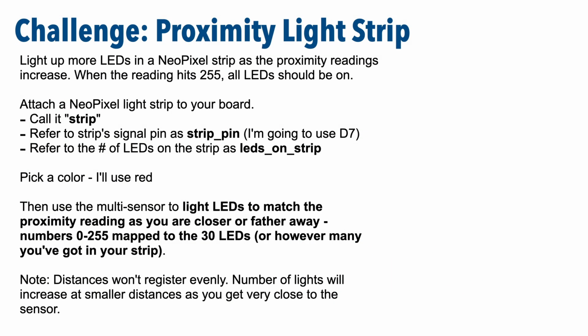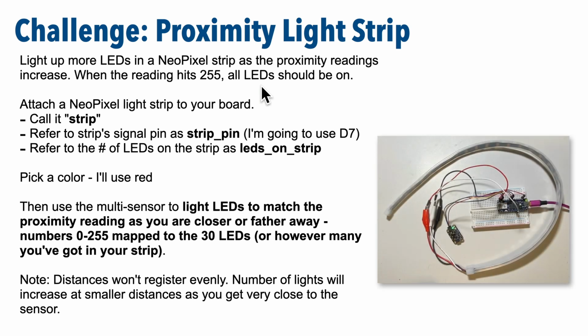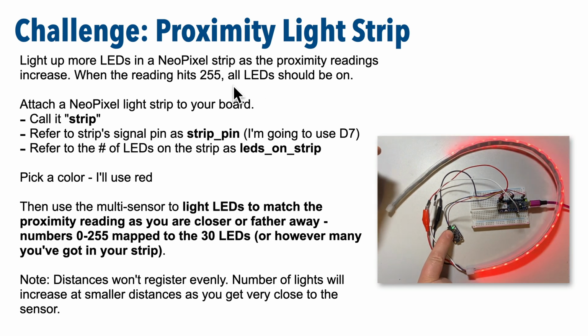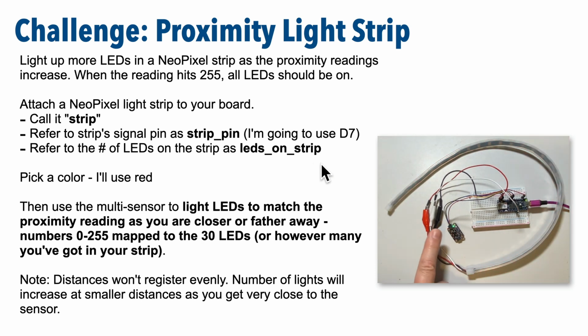Now in this challenge, we'll code the light strip behavior that we demonstrated at the start of this video. We'll light up more LEDs as the proximity reading goes up, with all LEDs lit when the proximity reading hits its max value of 255. So we'll add a NeoPixel strip, and so that we can compare answers, let's call this strip. The signal pin will be connected via a variable named strip_pin. I'm going to use pin D7 on my board, but feel free to use a different pin, especially if your board doesn't have a D7. And I'll refer to the number of LEDs on the strip with the variable LEDs_on_strip.